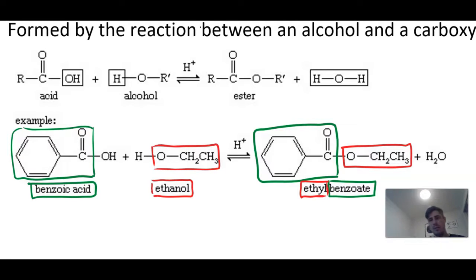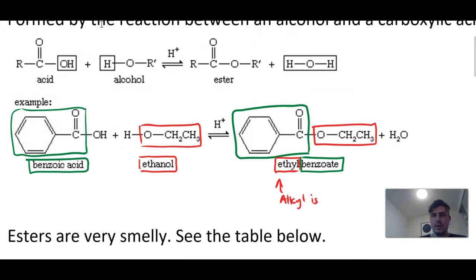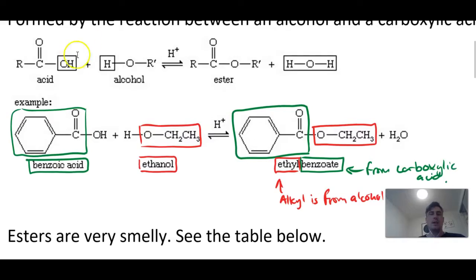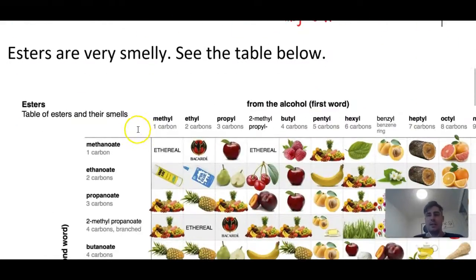And so these combinations come together and form lots of different esters, and they always have these names where you'll have the alkyl part. Alkyl is from the alcohol, and this bit is from the carboxylic acid. And let's look at some varieties of what these can produce.